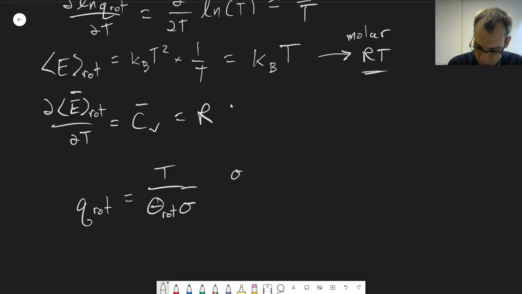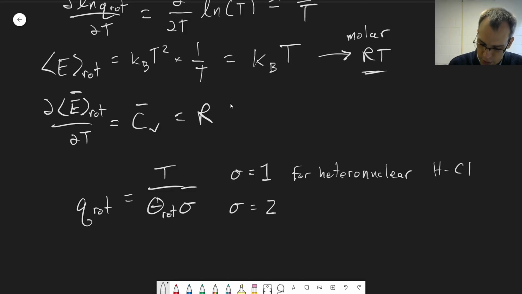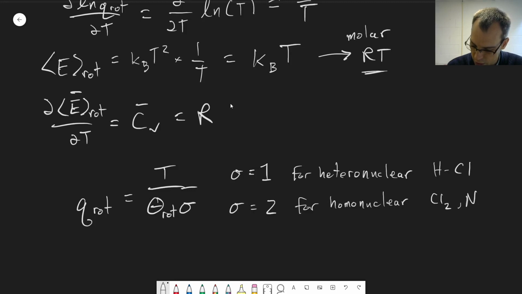Sigma is equal to 1, which is what we were just looking at for a heteronuclear diatomic, meaning that we have 2 different atoms as part of our diatomic, something like HCl. Sigma equals 2 for a homonuclear diatomic, where we have 2 of the same atom that compose our molecule. So something like chlorine or nitrogen would require this extra term. And this is due to symmetry. So this is known as a symmetry factor.